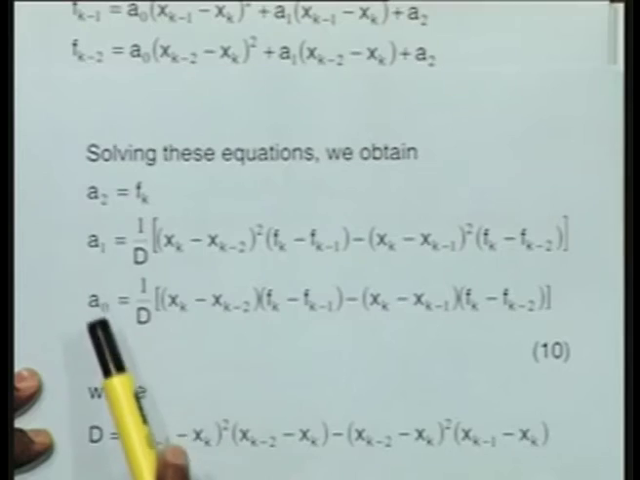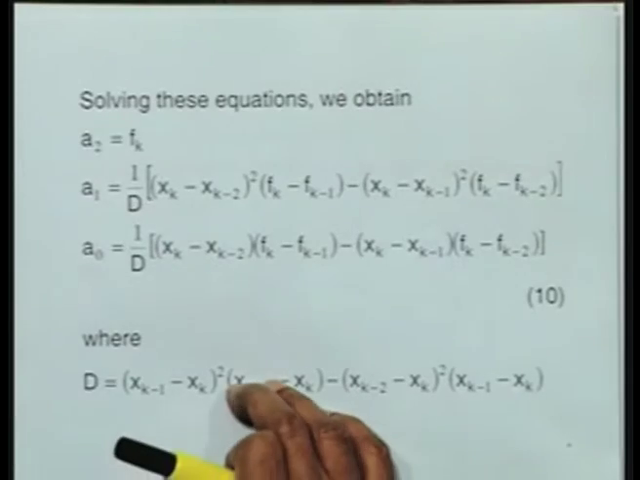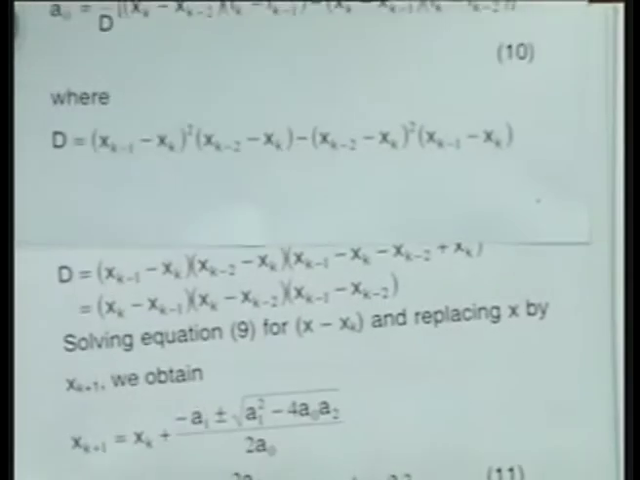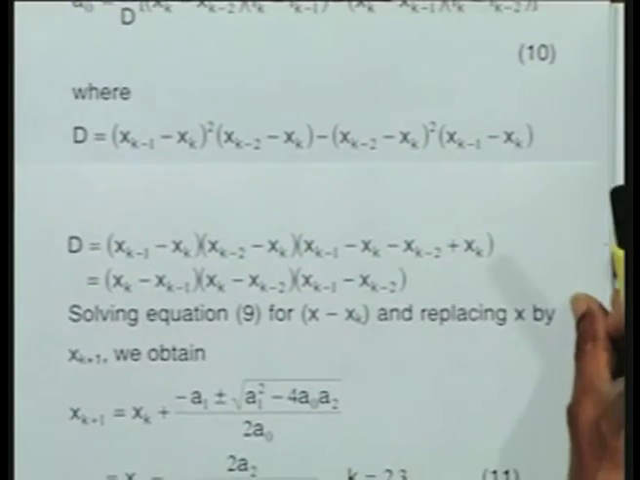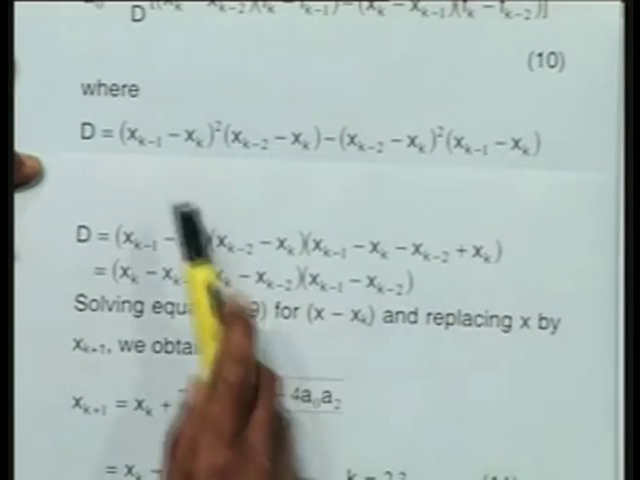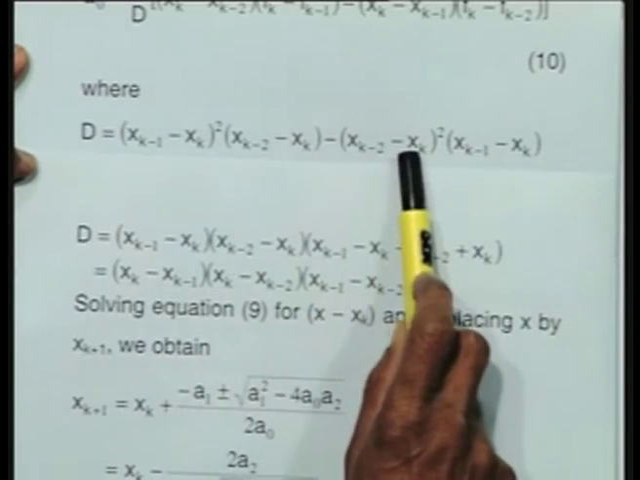Therefore once I determine A0, A1, A2 from here, I would go back and substitute in this polynomial. Before doing that, let us first of all simplify this D that we had written over here, because this can be simplified further. So let me just put the slide over here. So if I now simplify this, you can see that (xk minus 1) xk is a common factor, (xk minus 2 minus xk) is a common factor.